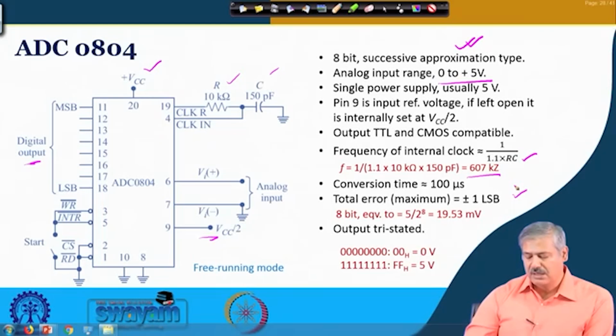That is if you are talking about this 5 volt reference and all. In terms of voltage, this error becomes plus minus 19.53 millivolt or so. The output is tri-stated. And if this output is all 0, you get 0 volt, if all 1 you get 5 volt.